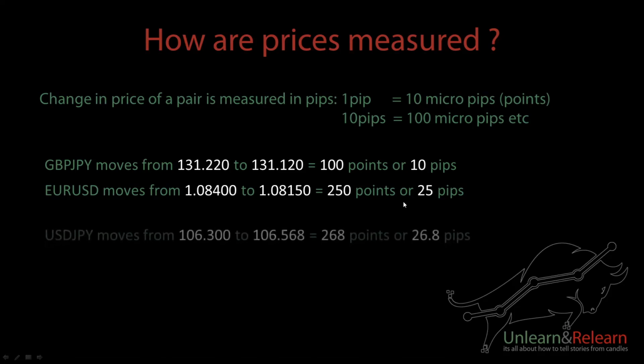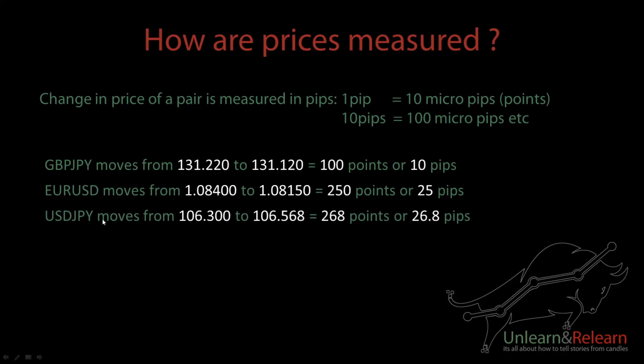25 pips. In the same way, when we're talking about USDJPY, let's say price was at 106.300 and Mr. Hashir had a buy order at 106.300 and price moved to 106.568. When you subtract these two prices, you get 268 points or 268 micropips, which is 26.8 pips. We're always measuring price in terms of pips, because when we calculate pips in lots, we get our dollar outcome, which we'll talk about later on.